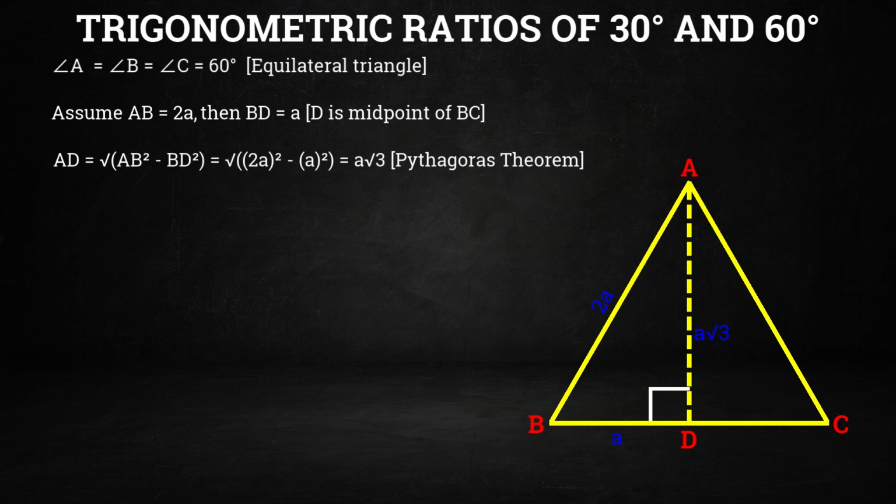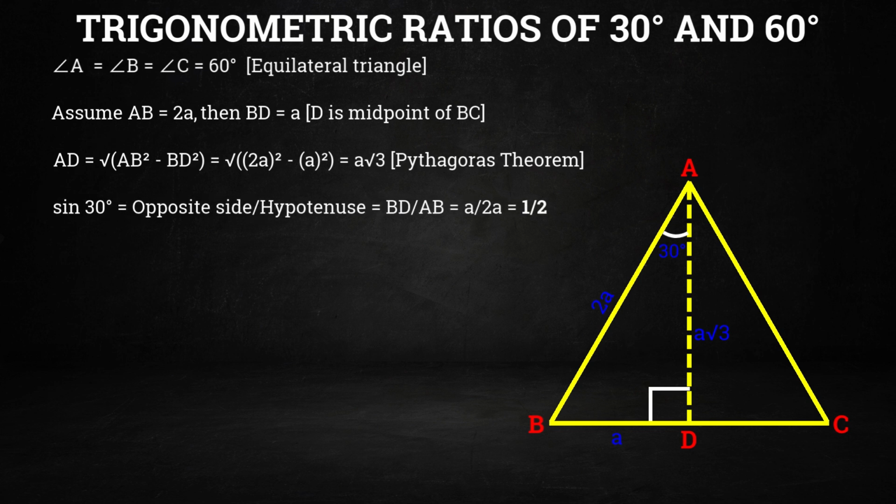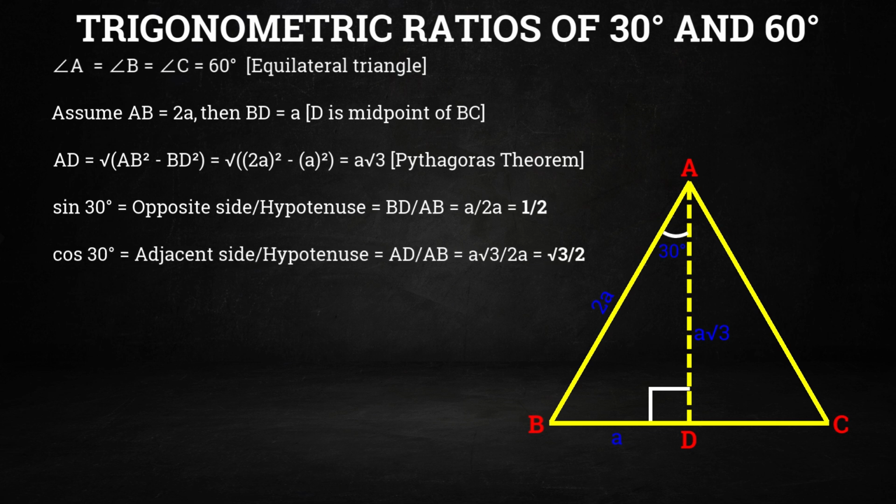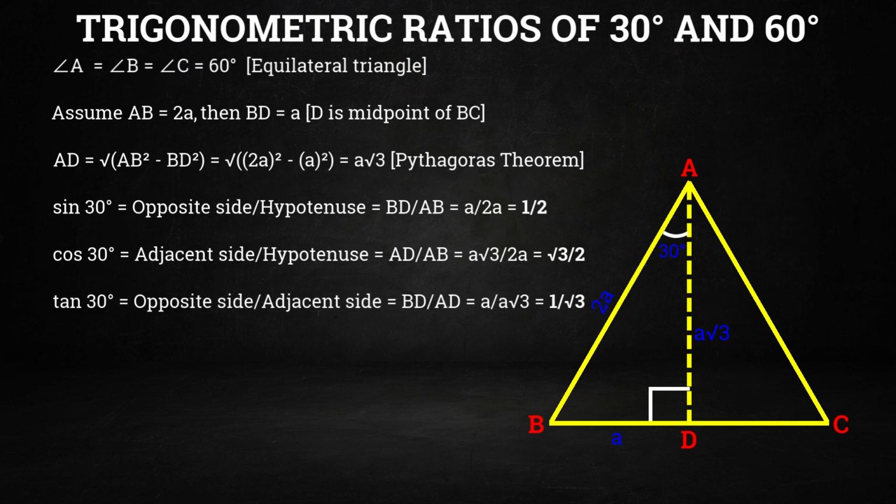Now, let us calculate the trigonometric ratios for angle 30 degree, which is angle BAD. Sine 30 degree, which is opposite by hypotenuse, equal to 1 by 2. Cos 30 degree, which is adjacent by hypotenuse, equal to root 3 by 2. Tan 30 degree, which is opposite by adjacent, equal to 1 by root 3.